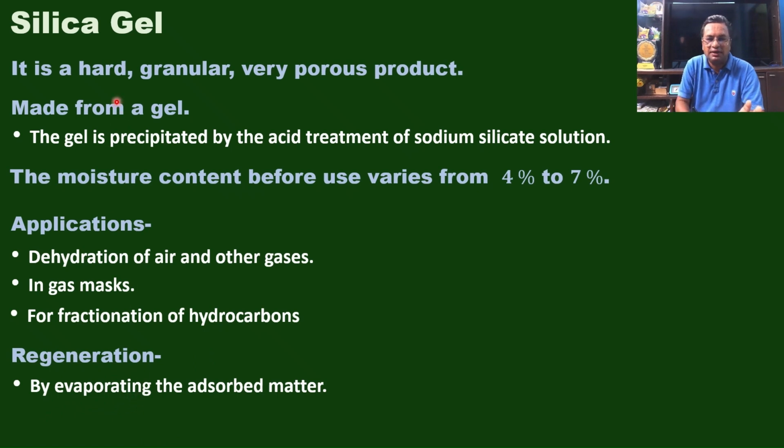So silica gel is a hard, granular, very porous product. It is made from a gel which is precipitated by the acid treatment of sodium silicate solution. Initially the moisture content of silica gel may be between 4% to 7%. Then you can use it for dehydration of air and other gases, in gas masks, and for fractionation of hydrocarbons. After it gets saturated, you can regenerate it by evaporating the adsorbed matter. So this is all about silica gel.